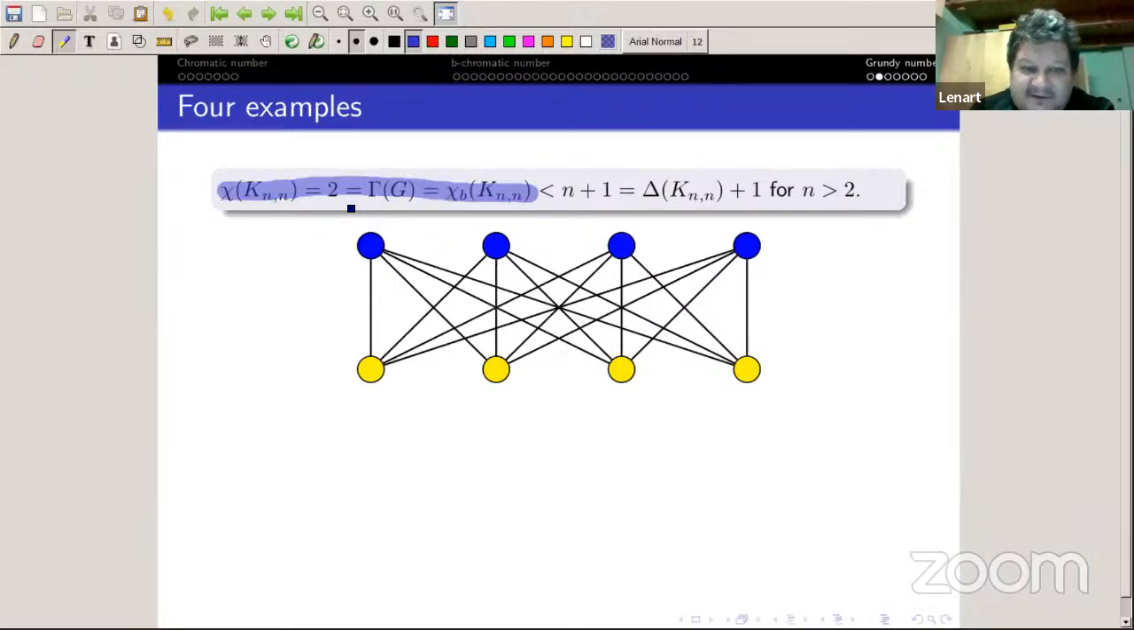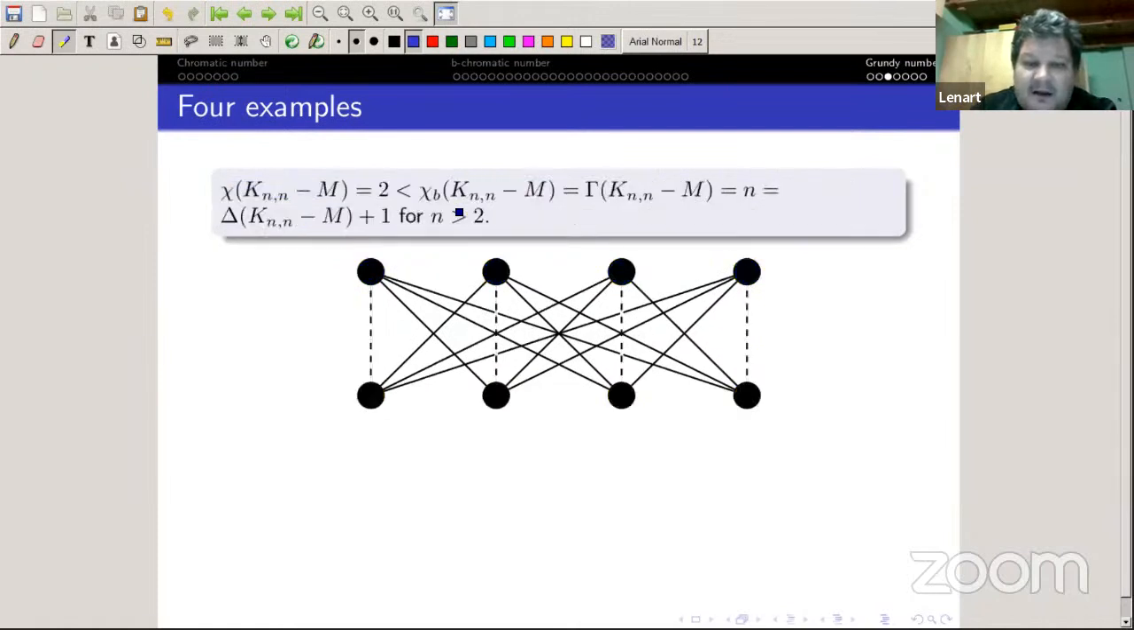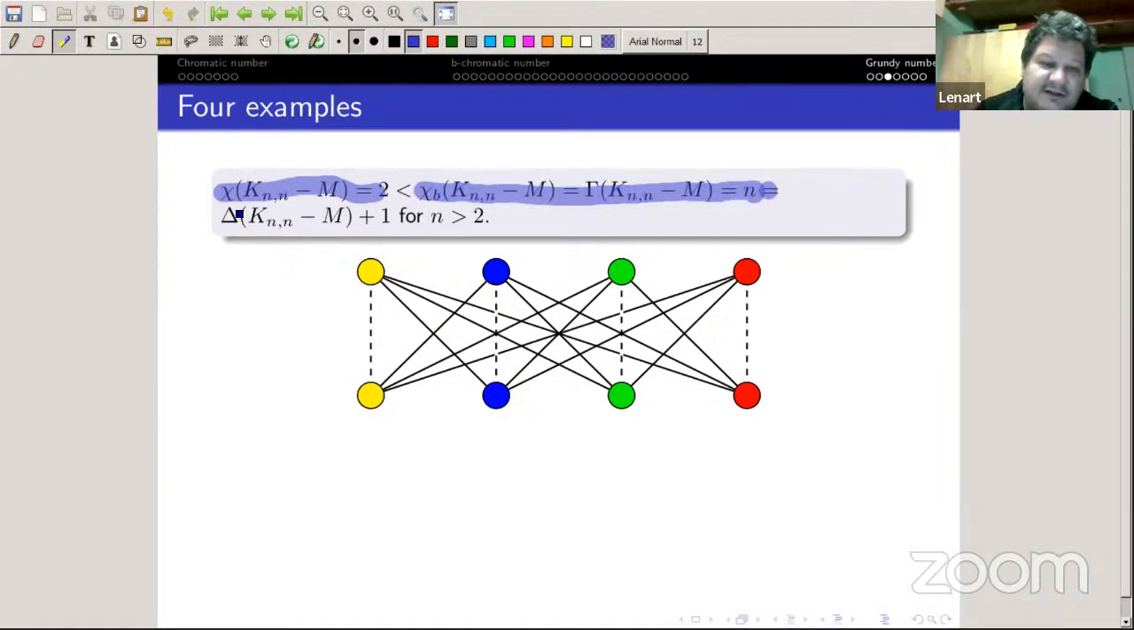So all three parameters are the same for complete bipartite graphs: Grundy number, b-chromatic number, and chromatic number. Okay, again, if we remove the matching, the same coloring as for the b-coloring goes through, and chromatic number is 2, b-chromatic number and Grundy number are equal to n, and this actually equals the trivial upper bound, the maximum degree plus 1.